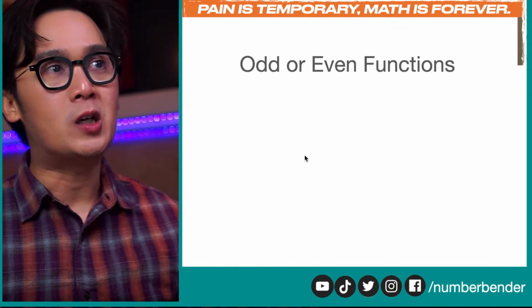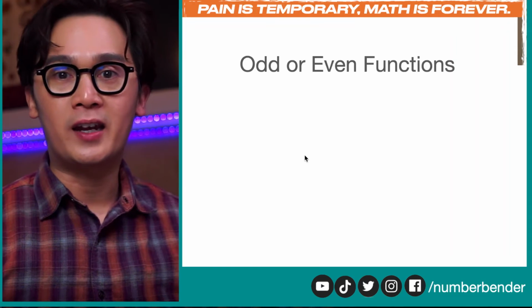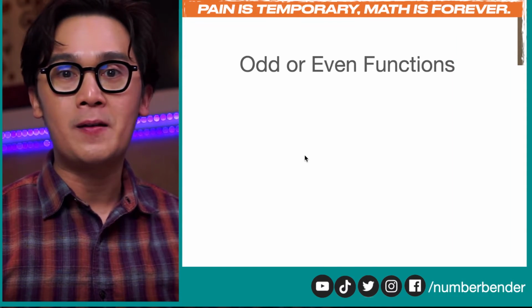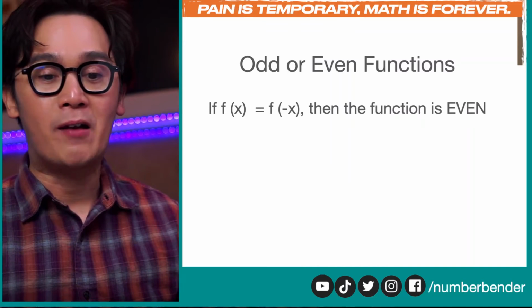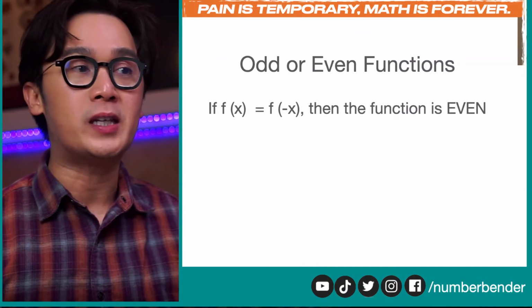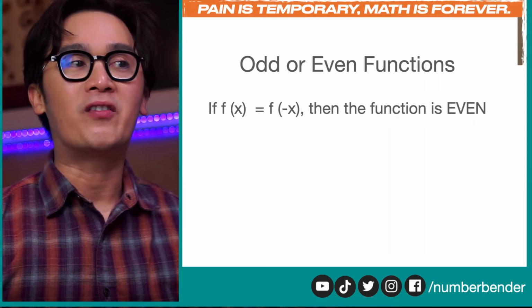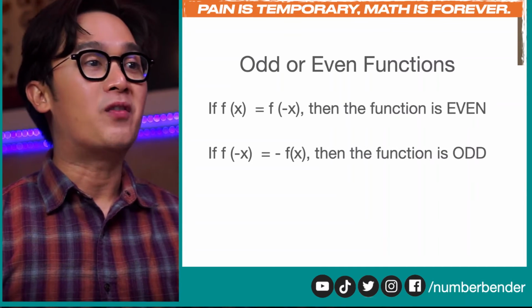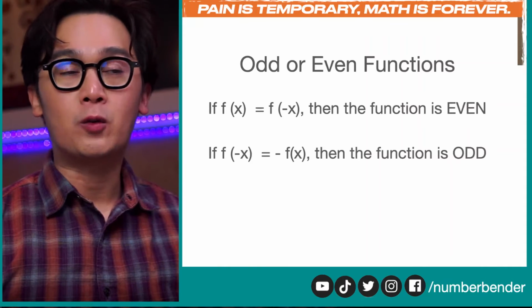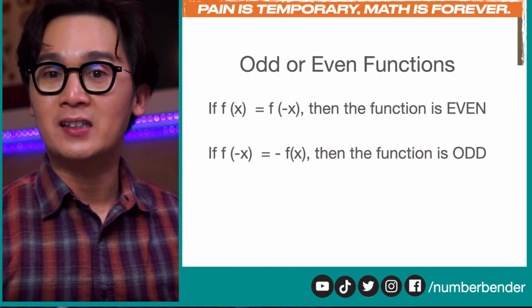Now, we're going to determine whether a function is an odd or an even function using algebra. So how are we going to determine that? We have three conditions that we're going to be using. The first condition is that if f of x is equal to f of negative x, it's even. And if f of negative x is equal to negative f of x, then it's odd.